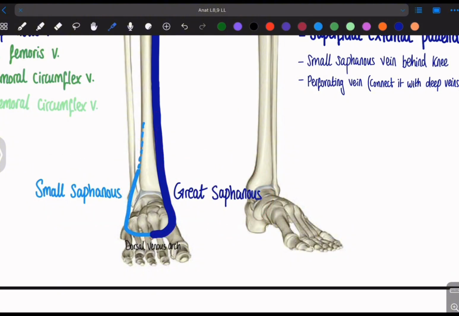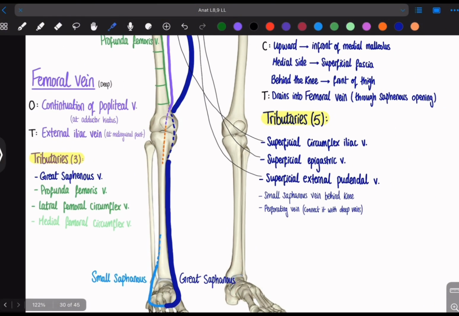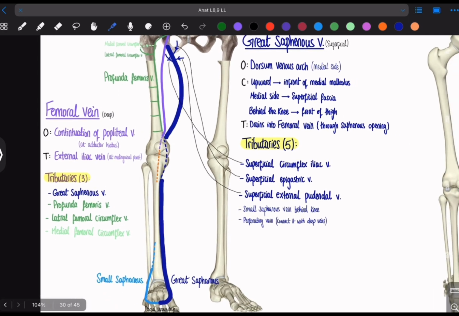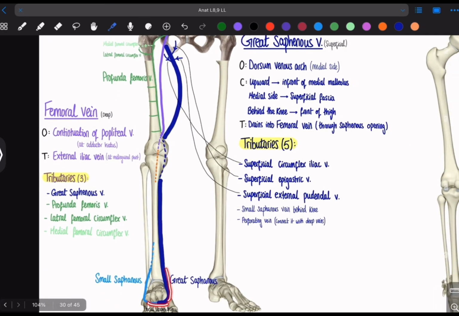Okay? Remember here, this is the fibula, so this is the lateral side, and here we have the tibia, the medial side, or also you can see the big toe. So this is the medial side, and this is the lateral side. So we said medially it's going to continue as the great saphenous vein. Let's go see the great saphenous vein. The great saphenous vein, we said the origin is the dorsal venous arch from the medial side.